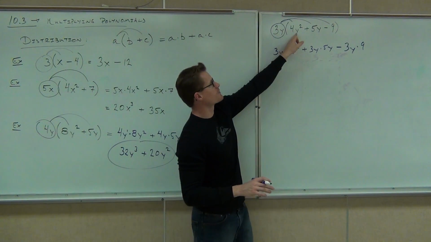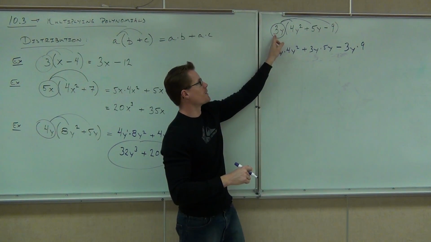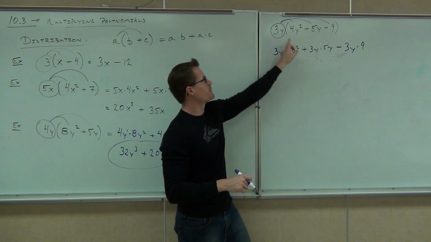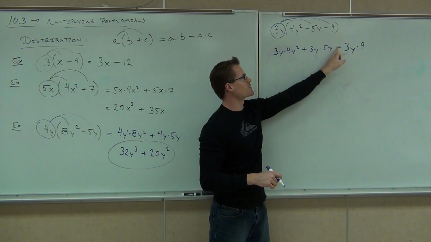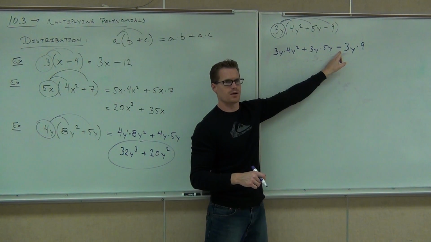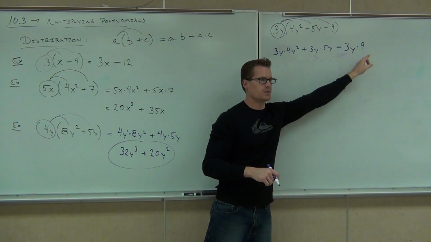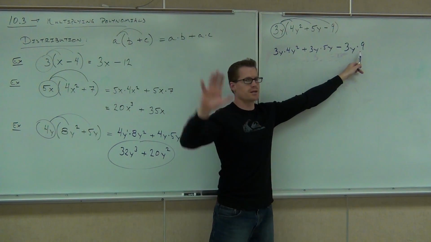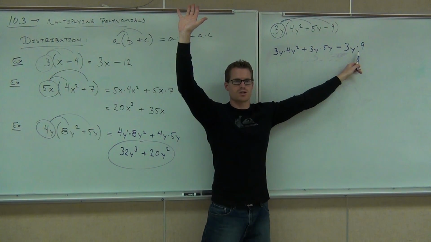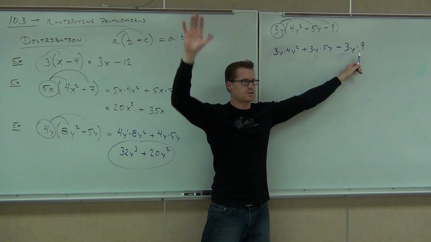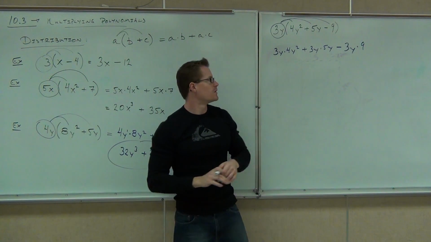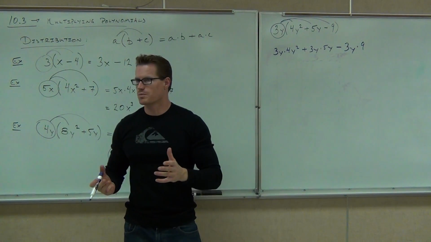So you got your 3y times 4y squared, great. You got a positive, so we're going to run a plus 3y times 5y, we got it. Then we go 3y times negative 9. That's where the minus is coming from, that negative right there. But we don't have to have that again. We've already taken care of the sign. How many people understand why we don't have another negative sign there? I need your hands raised if you do get it, and don't raise if you don't. Yes, no? Yes? Okay.